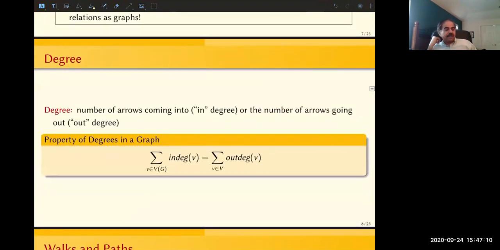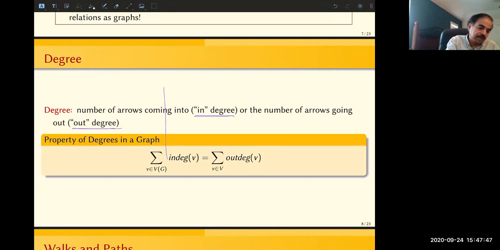When you have a graph, one of the concepts related to it is its degree. There is a quantity called degree that is associated with every vertex in the graph, and the degree counts either the number of arrows coming into the vertex or the number of arrows going out of the vertex. In the case of arrows coming in, we call it the in degree. When you have arrows going out, we talk about the out degree.